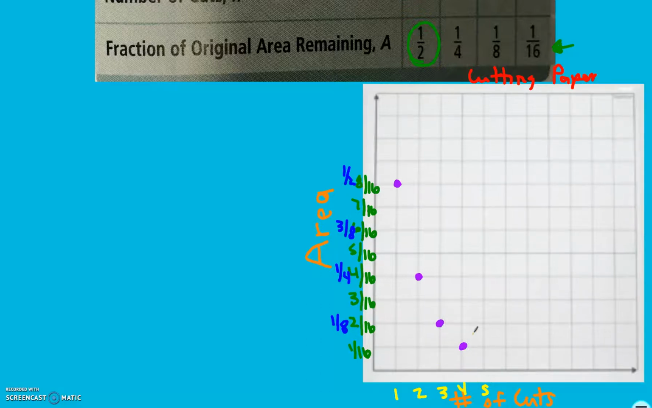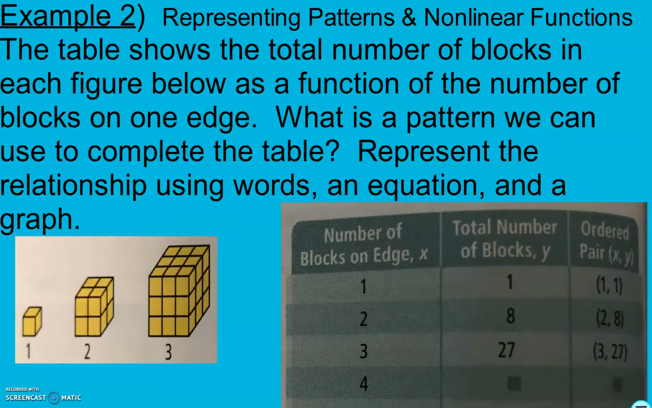And if I look here, I cannot draw a line connecting these because I can't have partial cuts. And if I do, it doesn't change the area. But what I can do is put an arrow. If we have more cuts, for example, we have less paper. And if we see here, this is not in a straight line. Our change is not the same every time. So this is non-linear.